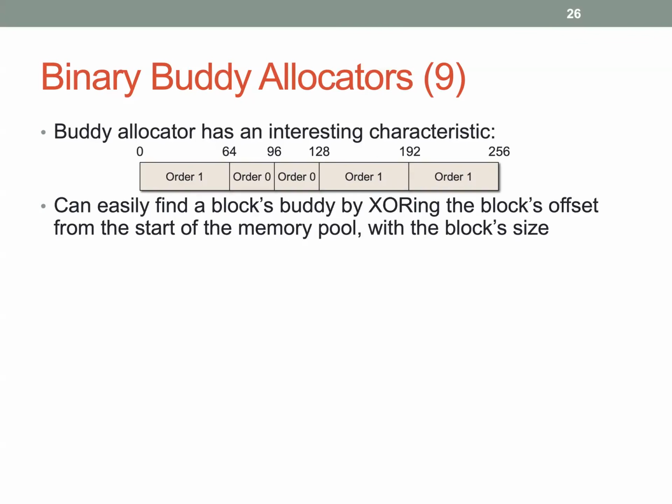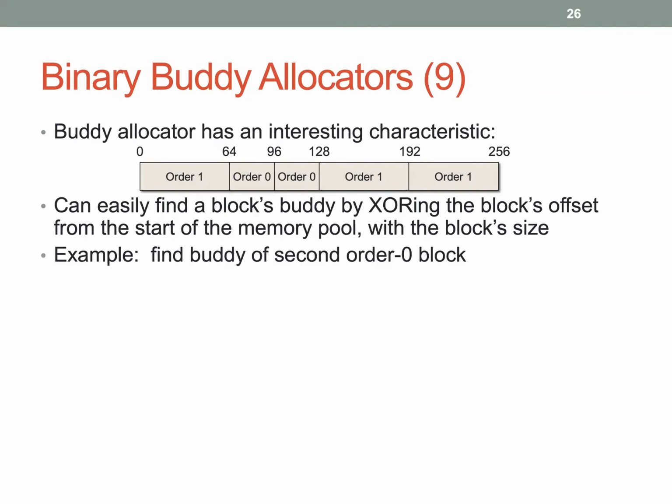You can find a block's buddy by XORing the block's offset with the block's size. And what that'll do is toggle 1 bit either to a 1 or to a 0, and that happens to be the block's buddy. That's how this crazy thing works.